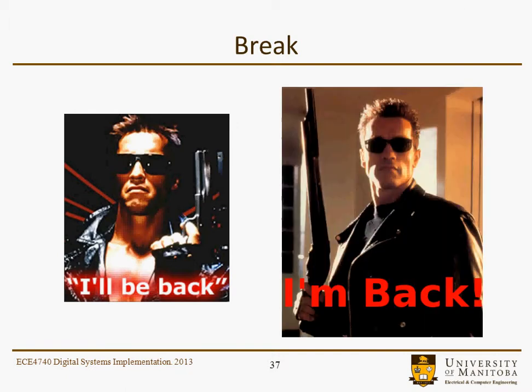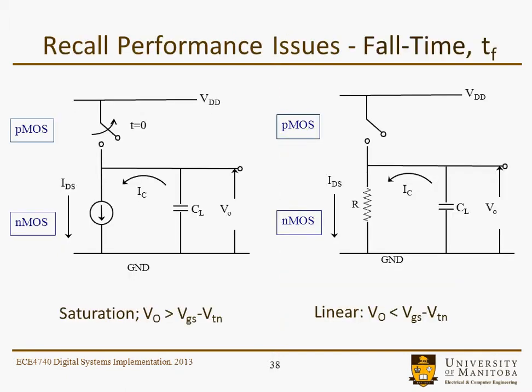Welcome back. We're still talking about performance issues for an inverter, for example. What we're going to be looking at is basically the fall time and the rise time. This is how we picture the fall time. We have a load capacitor. Initially it's going to be discharged through the NMOS transistor, which looks like a current source, so that's going to be relatively easy to calculate.